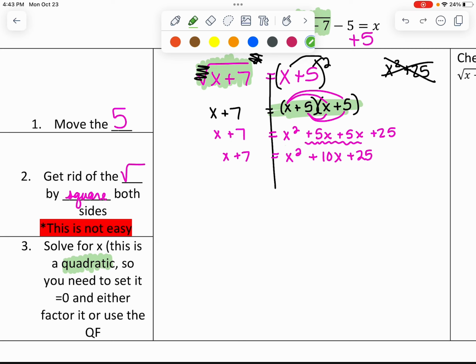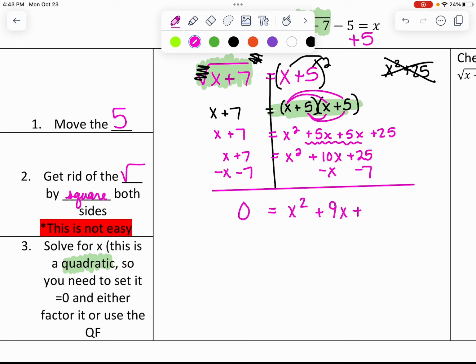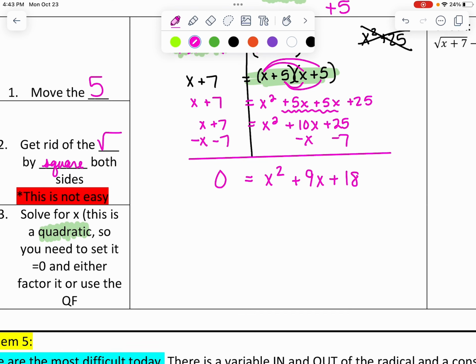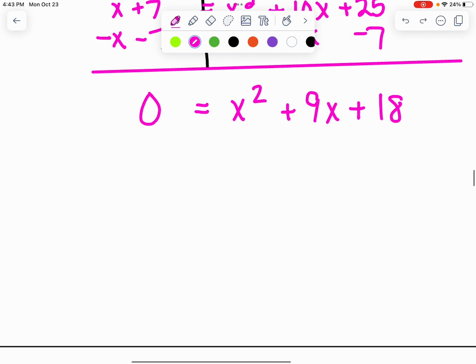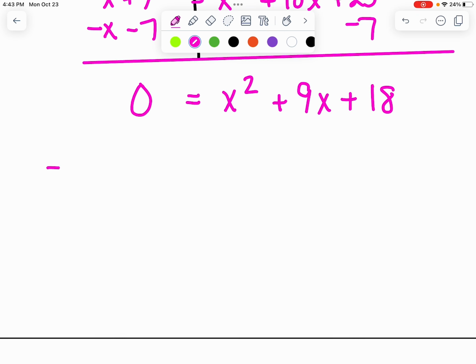Yeah, good. Okay. So you have to set it equal to 0. So I'm going to minus x and minus 7. Minus x and minus 7. 0 equals x squared plus 9x plus 25 take away 7 is 18. Now, you could factor this. If you guys like to factor, you're absolutely welcome to factor it. Not everyone does, and factoring doesn't always work. So I'm going to do opposite b.